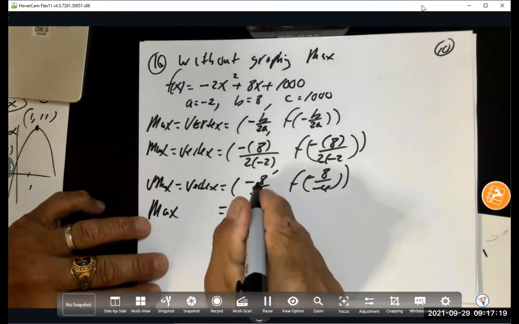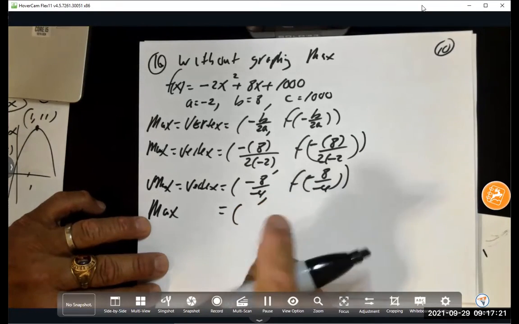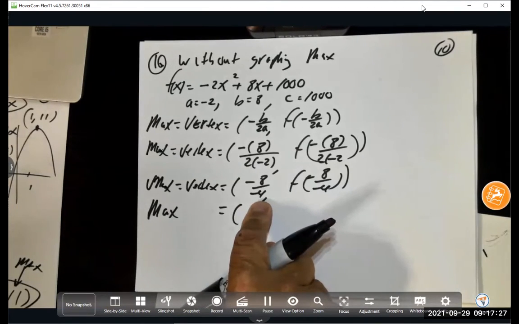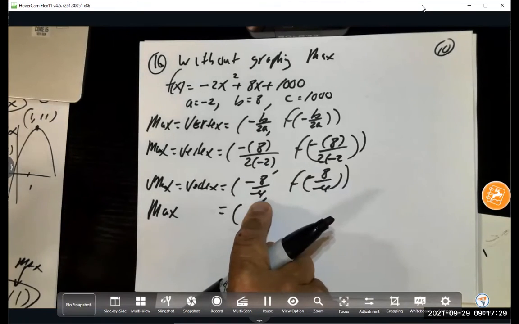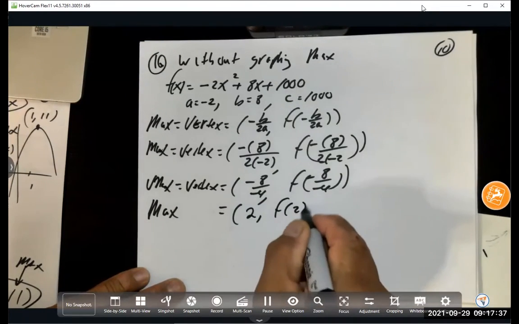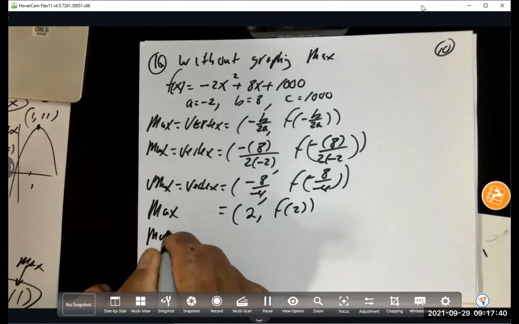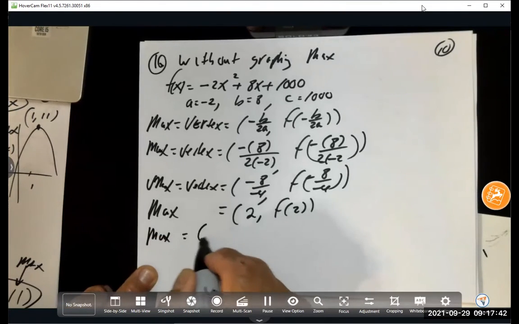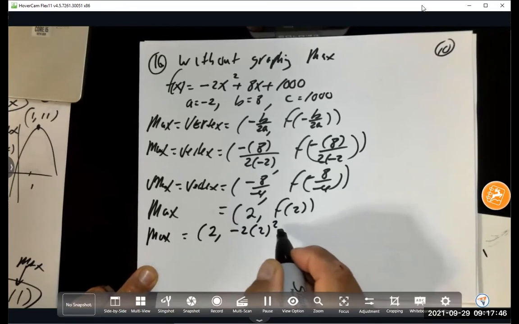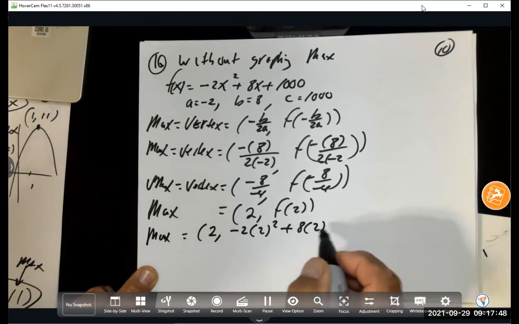What is this? Divide those numbers. Would be a +2. Yes, 2. It needs to be f of 2. All right, so to find the f of 2, means you're gonna go 2 and you're gonna go negative 2 times 2 squared plus 8 times 2 plus 1,000.